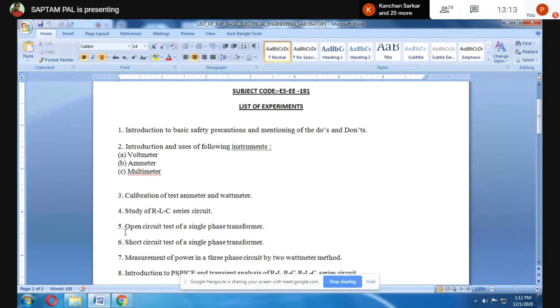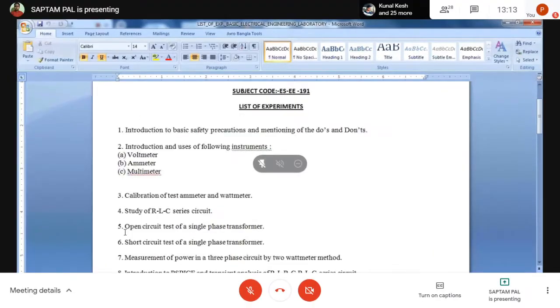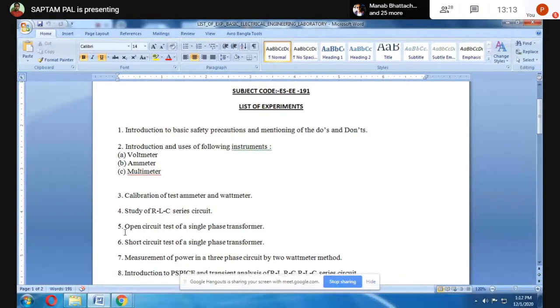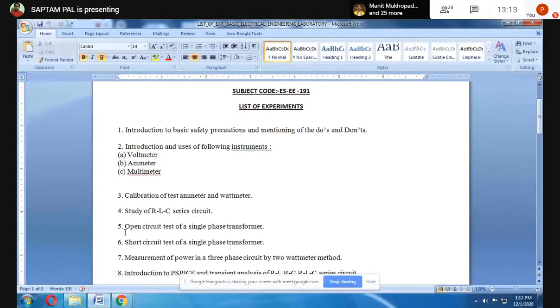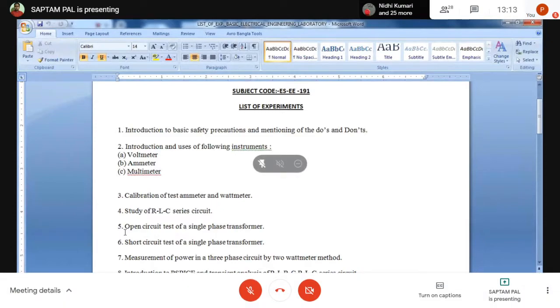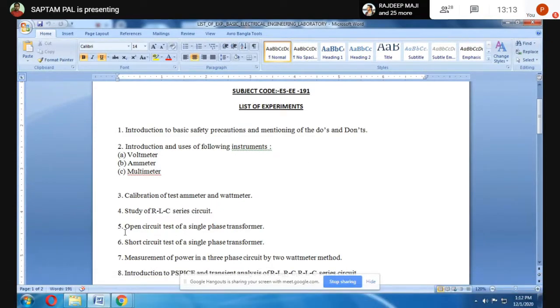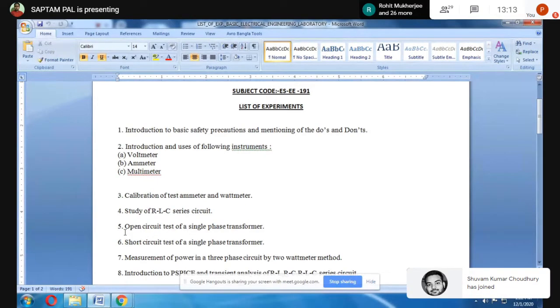In our laboratory, there is a transformer whose primary voltage is 115 volt and secondary voltage is 230 volt. The open circuit test is conducted at rated voltage, that is 115 volt. So we will take only one reading at the 115 volt primary voltage, at rated voltage, to find out the core loss.